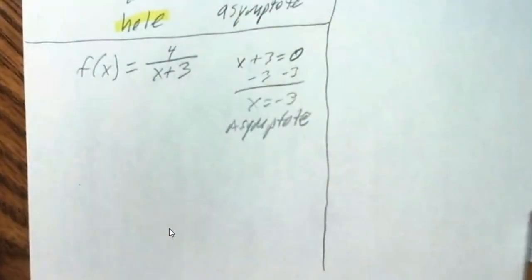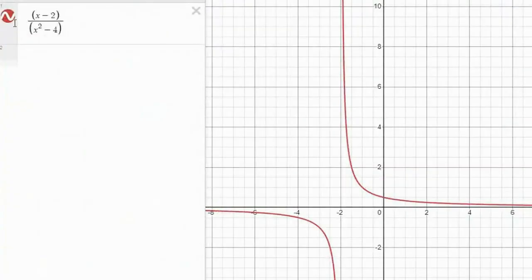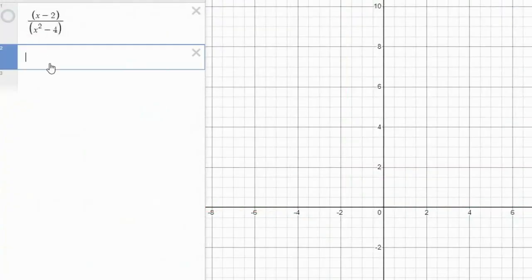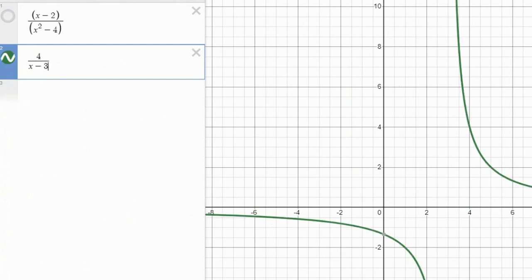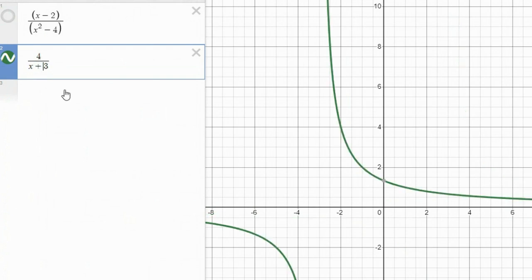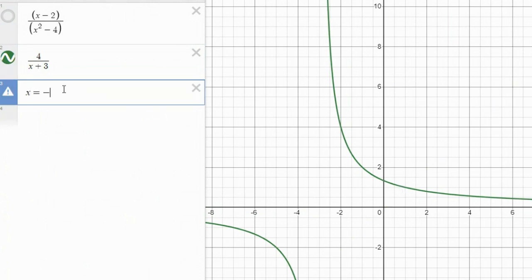So let's graph that and take a look at that asymptote. There will be a horizontal asymptote, but we haven't got to talking about that yet. But let's turn this one off for now. We'll come back and do this. And 4 divided by x plus 3, not minus 3. And we said there's an asymptote at x equals -3.